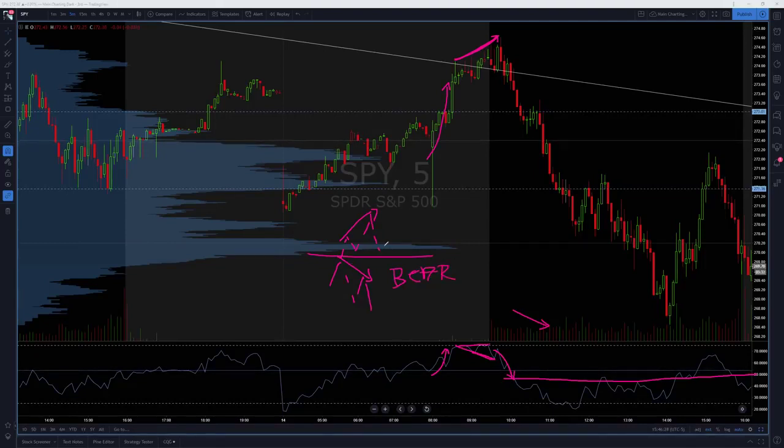Excuse my writing. When it's out, it's bearish, and when it's in, when the prices are moving inwards as opposed to outwards, then that is what they call bullish divergence.